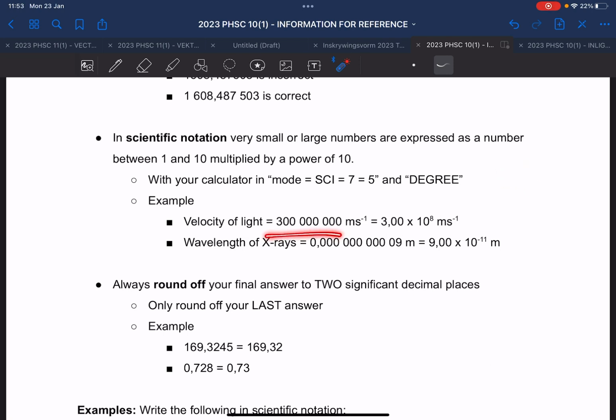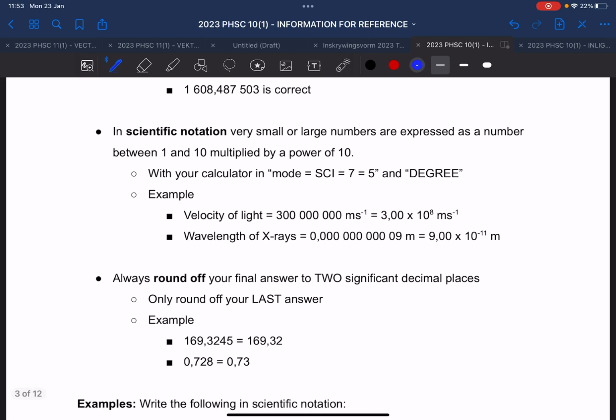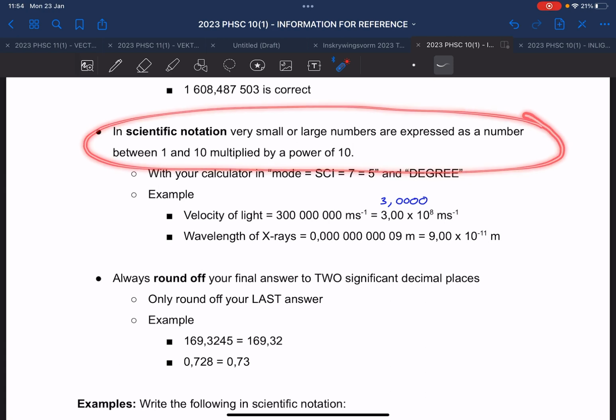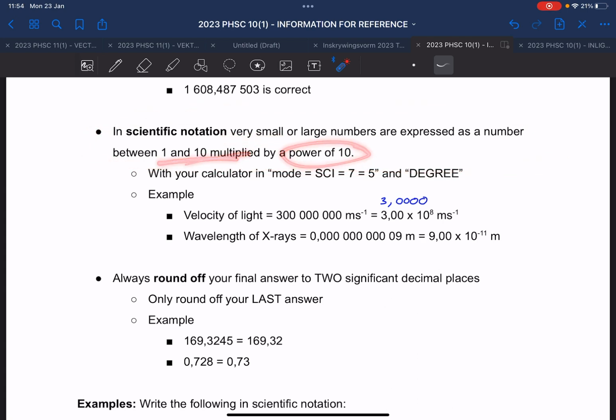Now if you type into your calculator 300 million and press equal, you'll actually see 5 numbers: 1, 2, 3, 4, 5 numbers. So that is what that 5 stands for, the 5 numbers, times 10 to the power 8. And that is the scientific way of writing something. We express very small or very large numbers with a power of 10, and the number before your comma will be between 1 and 10.